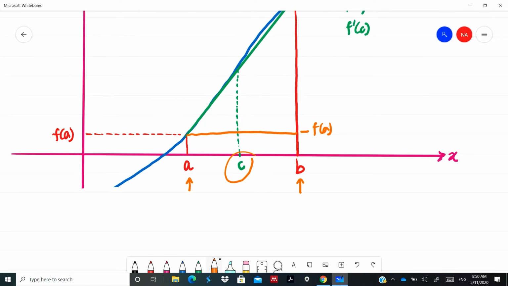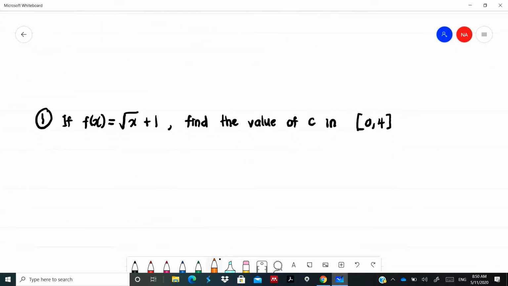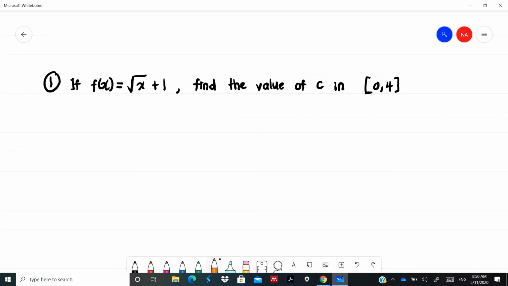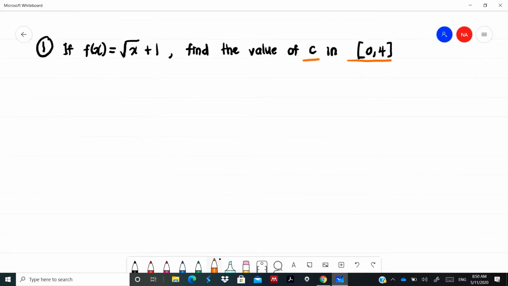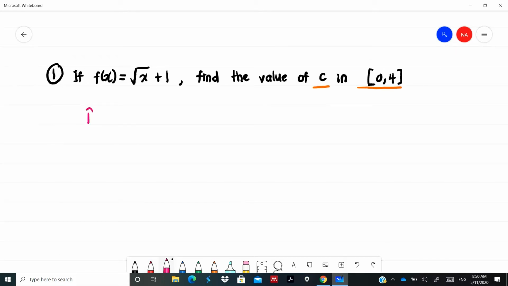To make it clearer, let's look at an example. Suppose we have f(x) equal to the square root of x plus 1, and we want to find the value of c in the interval [0, 4]. The first step is to determine the values of a and b. From this interval, a is 0 and b is 4. Then we have to find f(a), which means f(0).